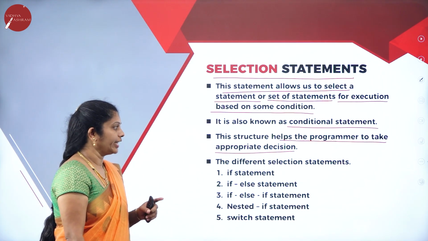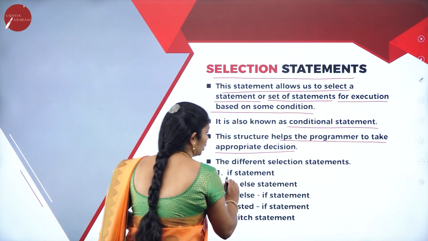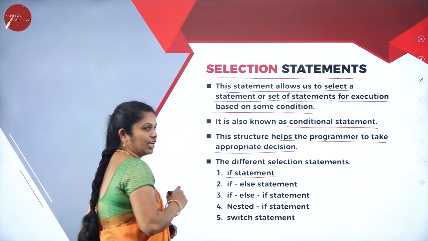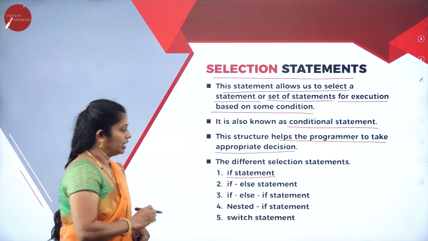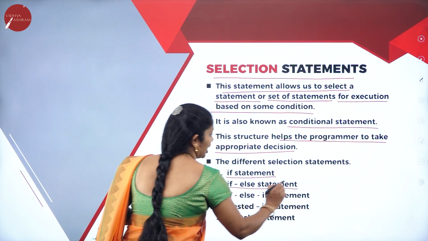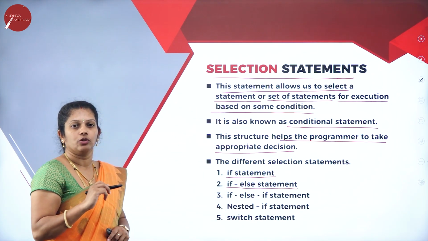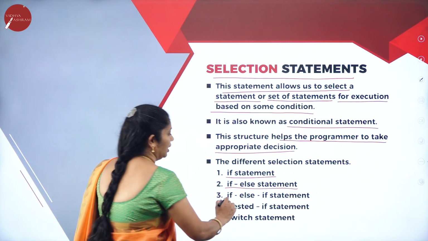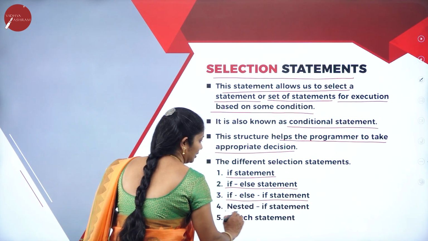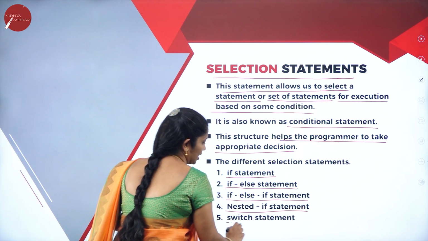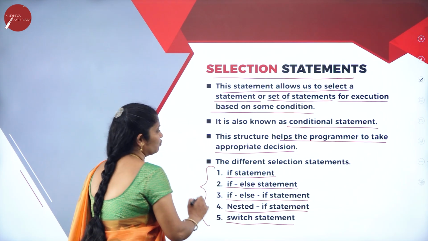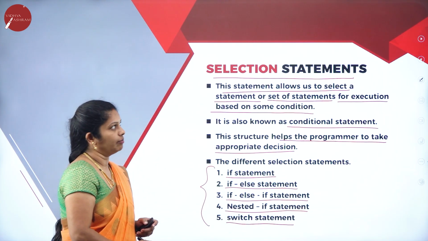When we come to the different types of selection statements, under that we have the if statement, which is also called one-way branching. Then the if-else statement, which is called two-way branching. Then the if-else if statement, the nested if statement, as well as the switch statement. These five come under selection statements.